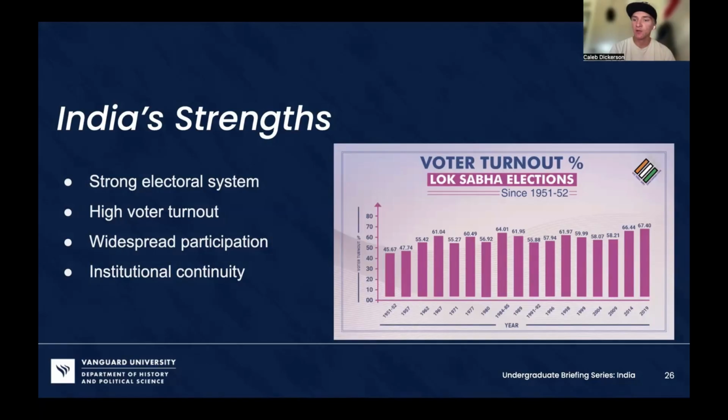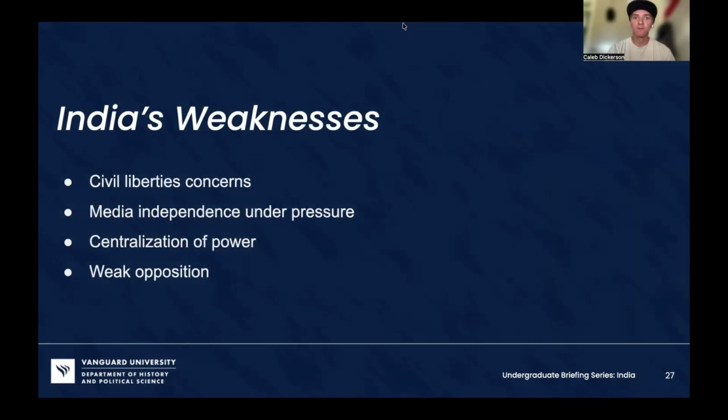We can see on this graph that in 2019, they had 67% voter turnout, which is very high. That is higher than the United States. So they've maintained institutional continuity since their independence. It reinforces the democratic legitimacy of the nation. It's a very major reason why India remains classified as a democracy and has not fallen to a hybrid or authoritarian regime.